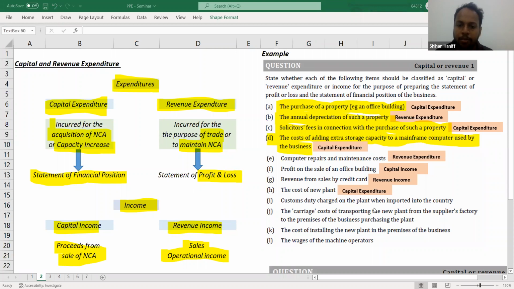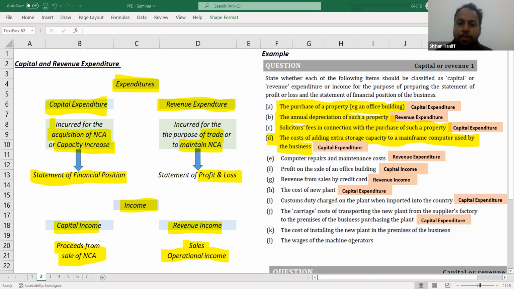Customs duty charged on the plant when imported into the country. So as I said, this is also related to capital expenditure. It's also capital. The carriage costs of transporting the new plant from the supplier's factory to the premises of the business purchasing the plant. That is also capital. Now you understand, right? Now it's easy for you to understand.